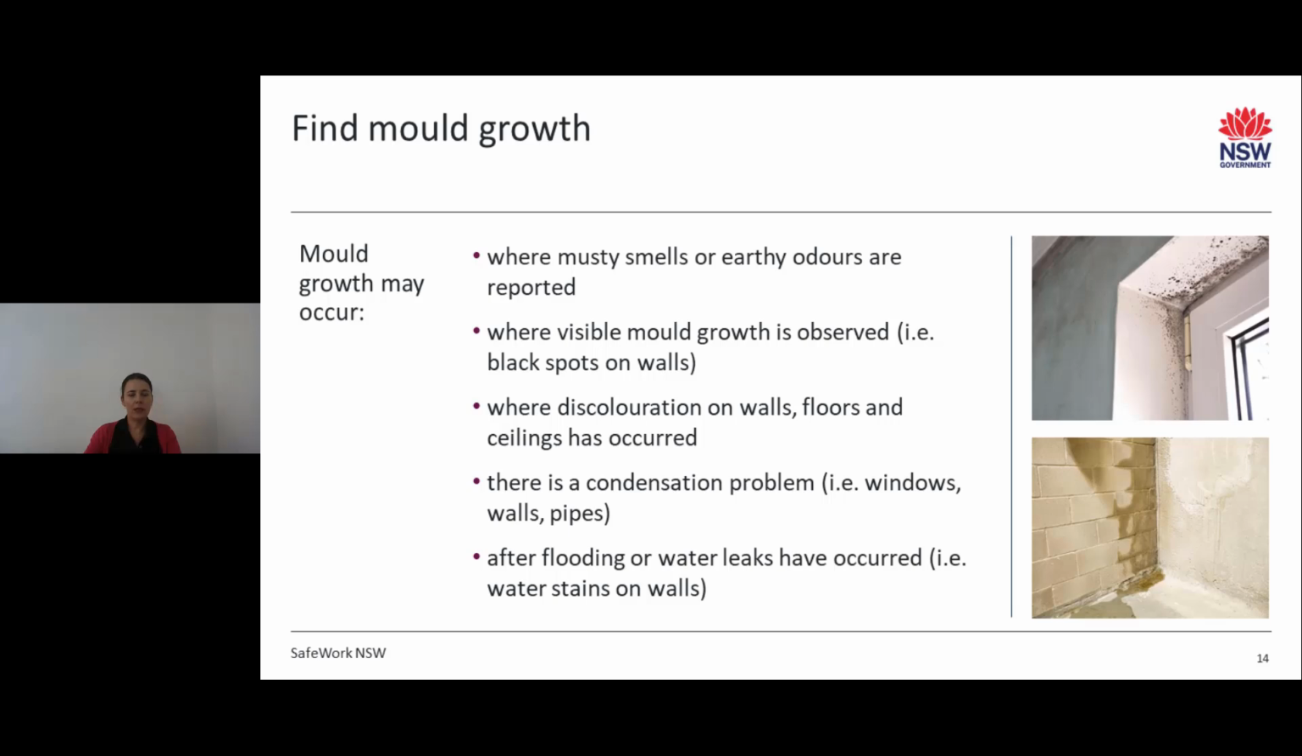PPE may include coveralls, disposable overalls, a properly fitted P2 mask, gloves and safety goggles. Where there is a strong smell of mould, a properly fitted disposable P2 respirator with a carbon-activated filter layer should be considered. In addition to minimising the inhalation of mould spores, the carbon-activated filter minimises exposure to volatile organic compounds sometimes produced by large areas of mould growth.